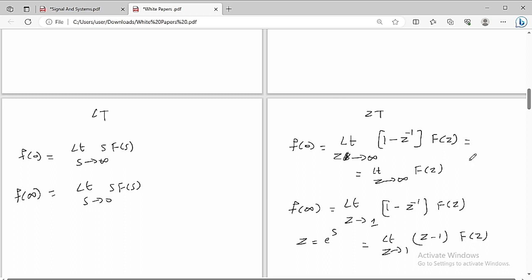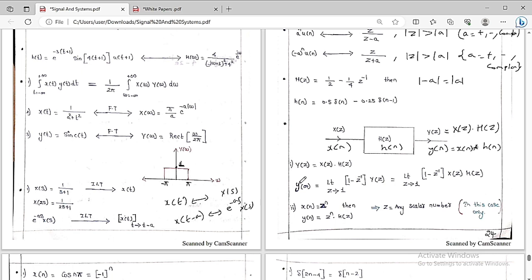This concept I already told you. So this is the Laplace transform and this is the Z transform. Same thing, what is the final value? y of infinity is equal to, if z tends to 1, 1 minus z to the power of minus 1 into Y of z. And Y of z is nothing but X of z into H of z. So this concept you can see clearly here.